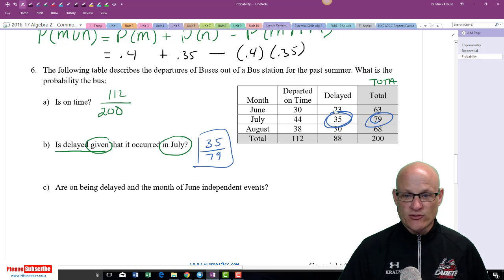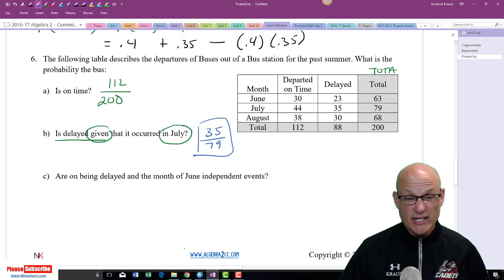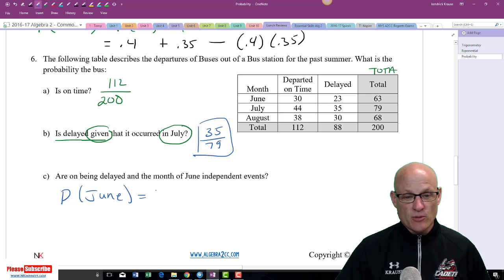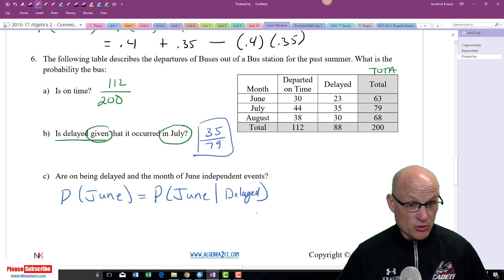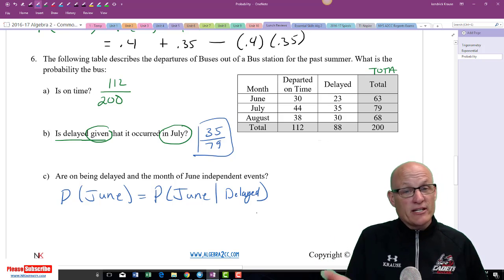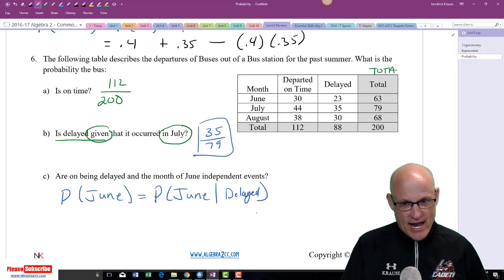So the next question says, is being delayed and the month of June independent? Well, this is an easy test. I just got to test it once. Does the probability of June equal the probability of June given delayed? If it's true, they're probably independent. Maybe I want to test one other thing. If it's not true, then they're not independent.